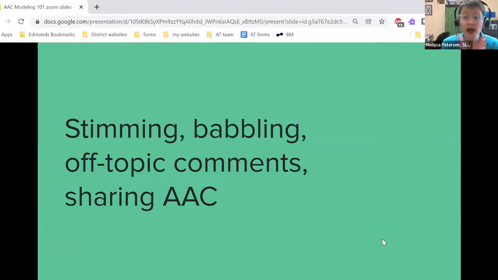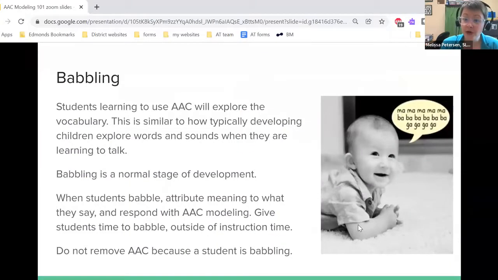So I have just a few more slides and then we will have some time for questions. I've got a couple topics to talk about: stimming, babbling, sharing. These are definitely things that will come up when students are using AAC. So the first thing is babbling.